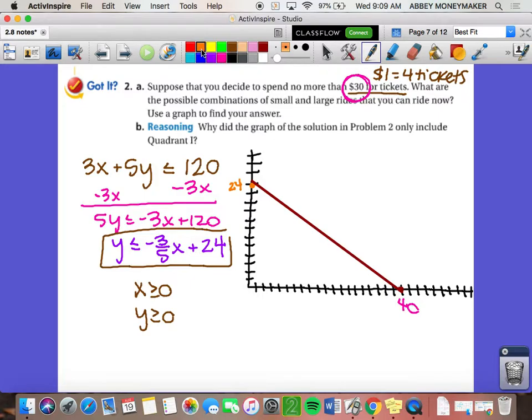But still, your x values have to be greater than or equal to 0. Your y values have to be greater than or equal to 0, okay? And then you're less than this equation. So again, you are inside that middle triangle.